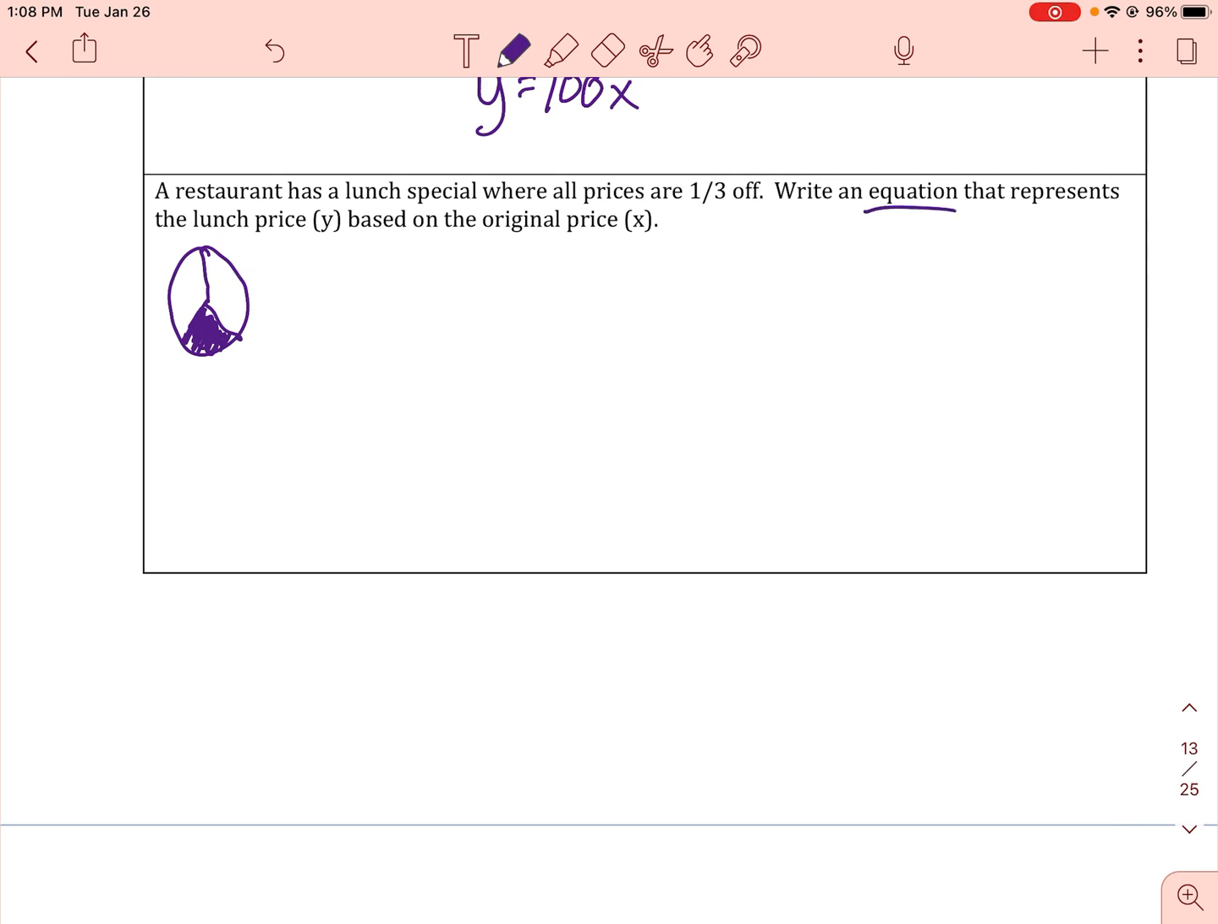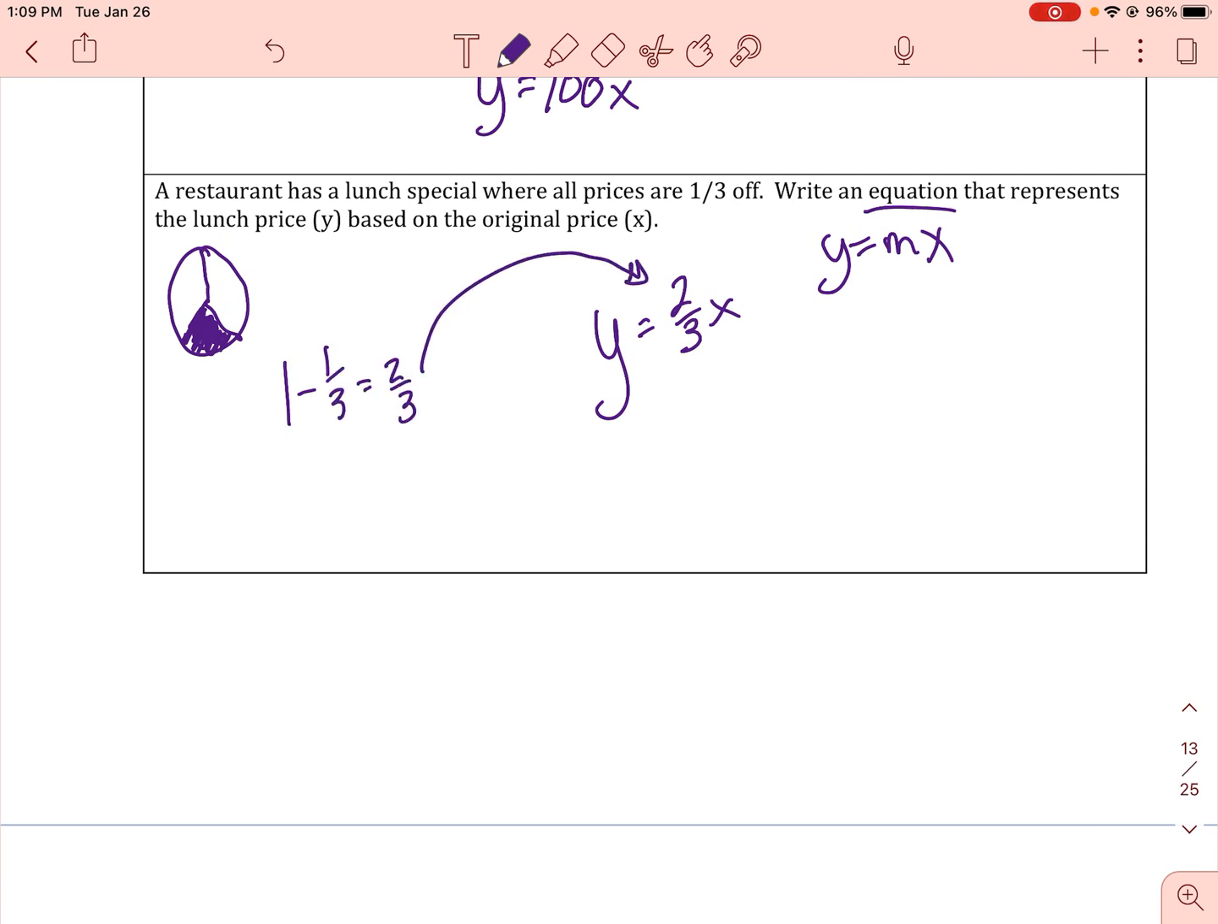So we want to write the equation, again, y equals m times x, where m is our rate. That's how much our sale is. Like we said, we have 2/3 of the price left. So it'd be y equals 2/3 times x. Another way is 1 whole minus 1/3 equals 2/3, and that's where we get our rate.